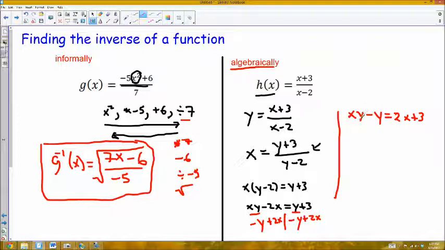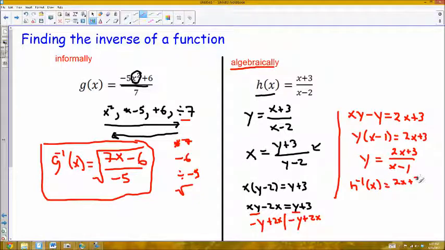Well, now your question might be, how do I get y by itself? Because it's here with an x. Well, since y is a common factor of these two terms, we can factor that out, and I'm left with y times x minus 1 equals 2x plus 3. And now if I want y, I'll just divide both sides by x minus 1. And I get y equals 2x plus 3 divided by x minus 1. So now that I have this y isolated, that was representing my inverse function. So h inverse of x is equal to 2x plus 3 divided by x minus 1.